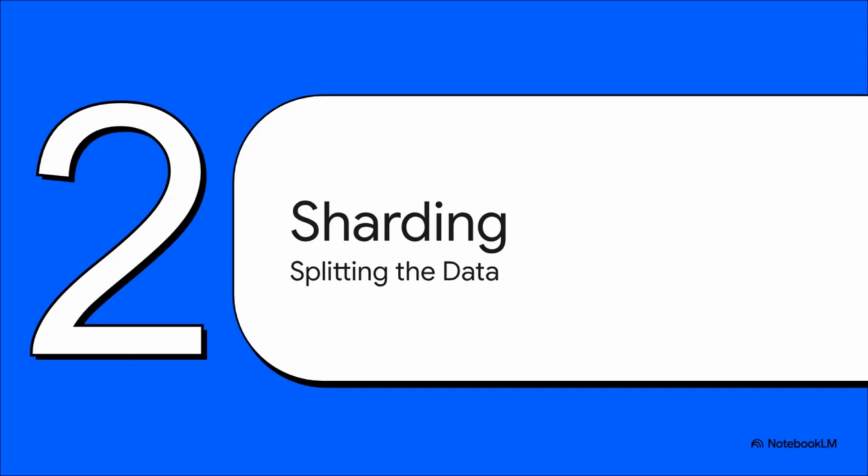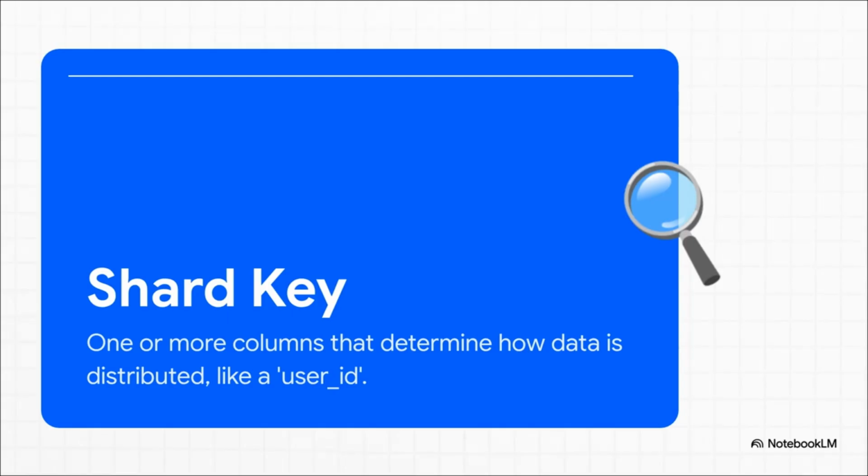Okay, so how do we actually split all this data up? I mean, we can't just throw data at servers randomly. We need a clear, consistent system that tells us exactly where every single piece of data is supposed to live. And this leads us to what is, without a doubt, the single most important decision you'll make when you're sharding. That all-important decision is choosing the shard key.